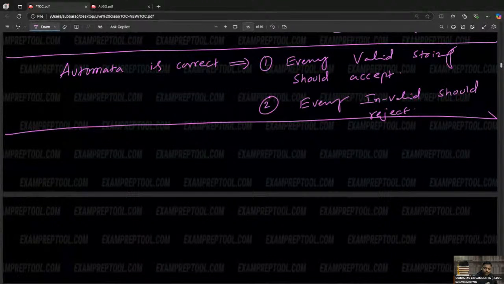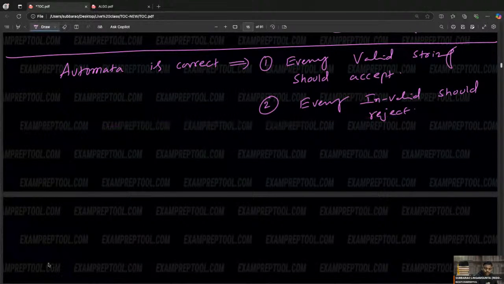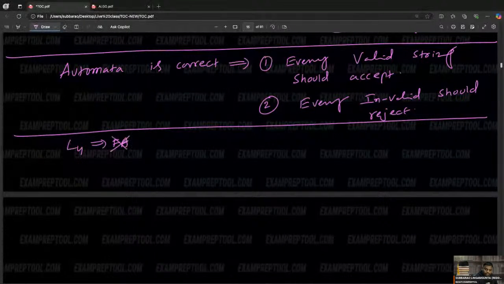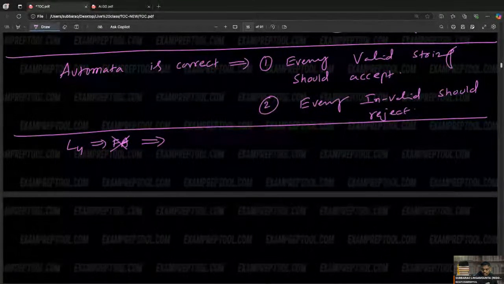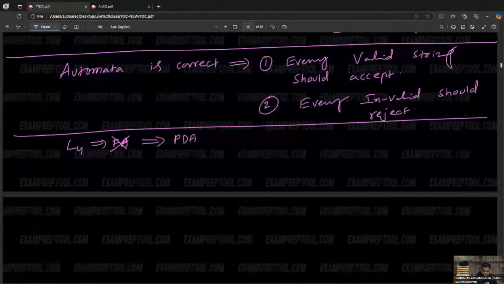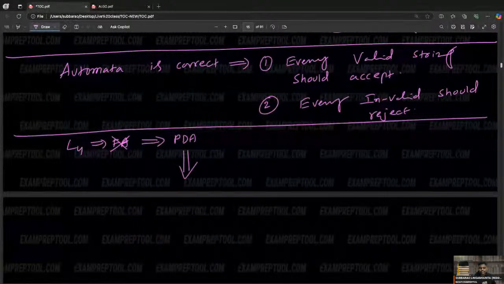L4, let me write here. L4, finite automata not possible. Then go to a more powerful machine, which is the PDA. Just go to PDA. L4 finite automata fail, then go to PDA. Some people are asking, sir, what is PDA, sir?